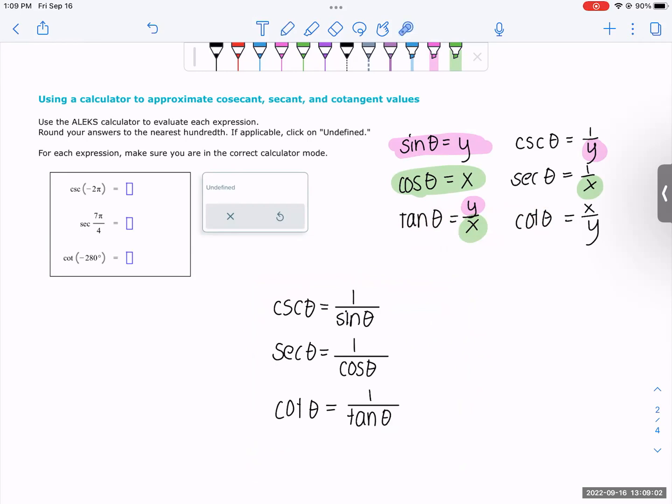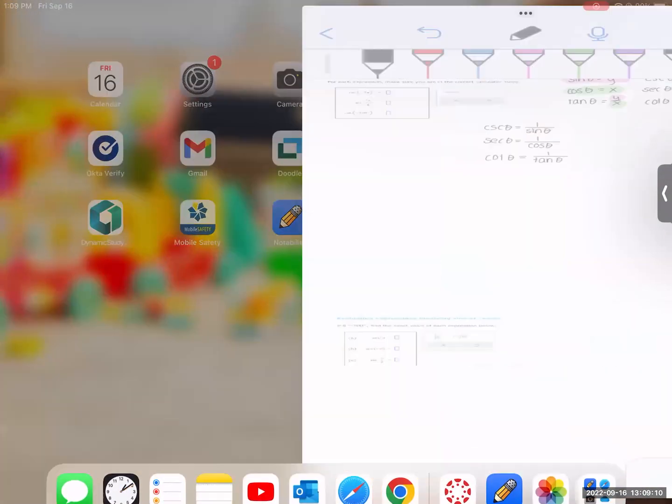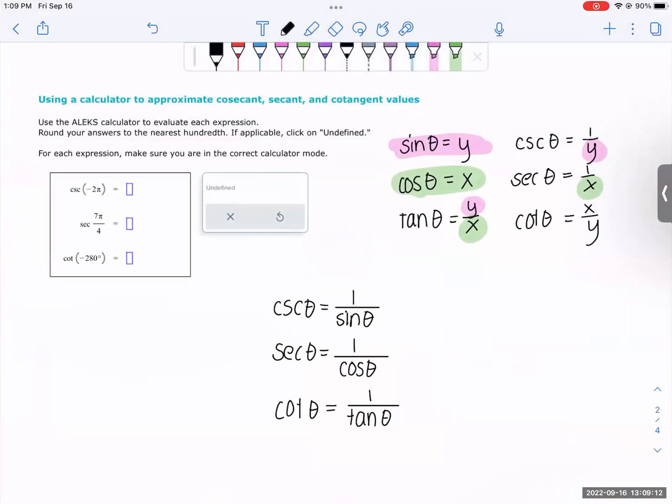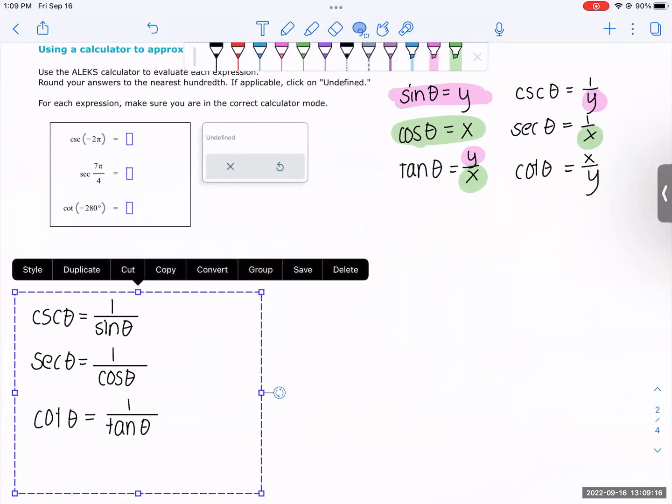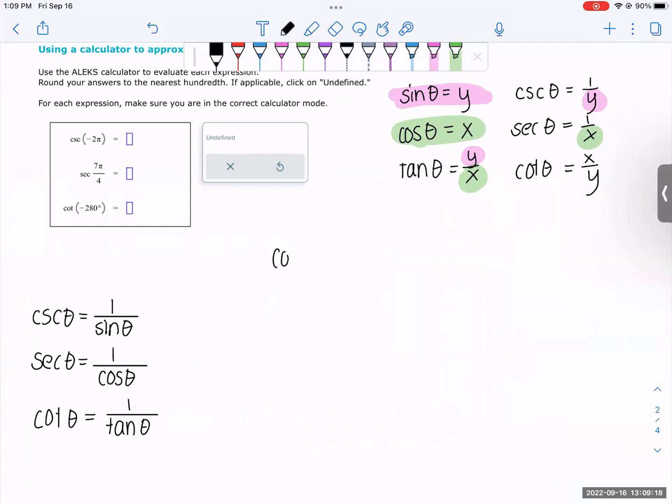So if I was trying to find cosecant of negative 2 pi using a calculator, cosecant of negative 2 pi is the same thing as 1 over sine of negative 2 pi.